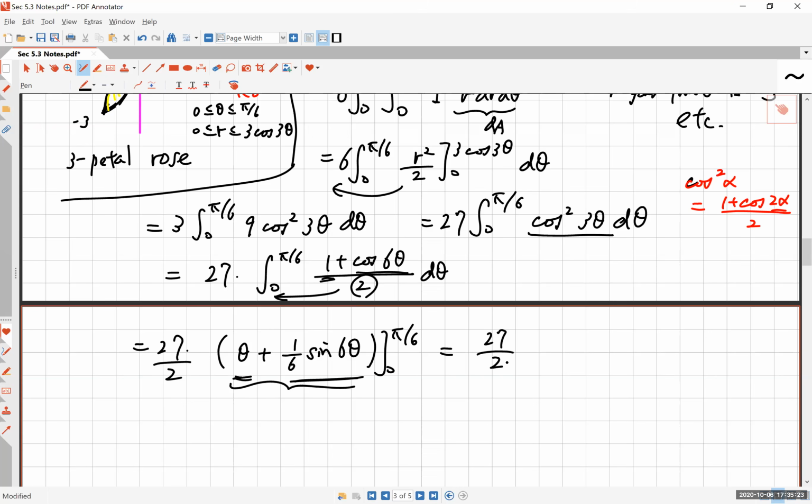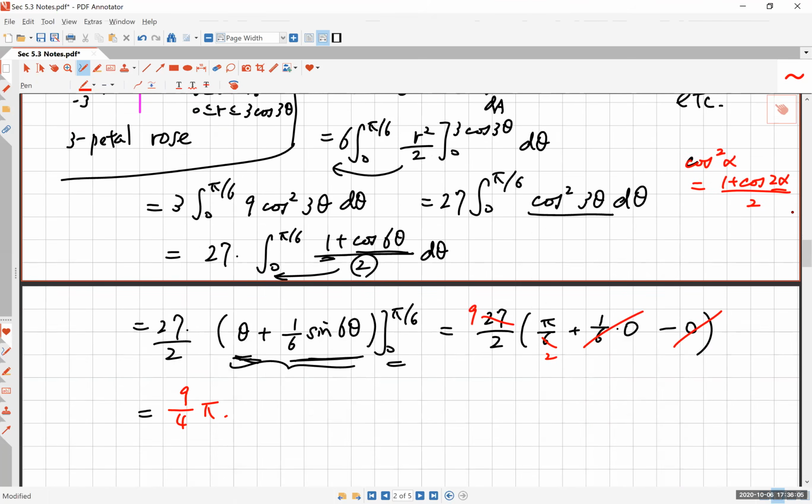And so you still have 27 over 2, and then you have pi over 6 plus 1/6 times sine of 6 times pi over 6. That's sine of pi, and that's 0, right? And when you substitute 0 here, it becomes 0 plus 0, so you don't really have to worry about that. So the answer turns out to be, let's see, you can do a little cancellation here. This is 2, and I'm dividing this by 3. You get 9, so it's 9 over 4 times pi. That is the sum of the areas of all three leaves together.